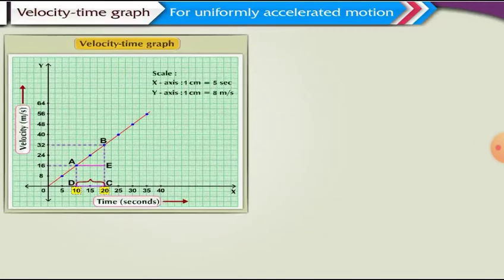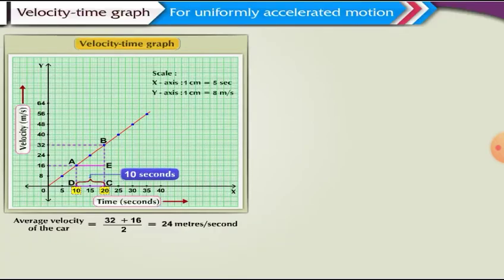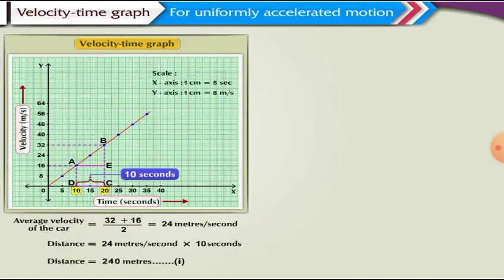From the graph, it is seen that the average velocity of the car is 32 plus 16 divided by 2, equals 24 meters per second. Multiplying this by the time interval, that is 10 seconds, gives us the distance covered by the car. The distance covered equals 24 meters per second into 10 seconds, equals 240 meters. Equation 1.